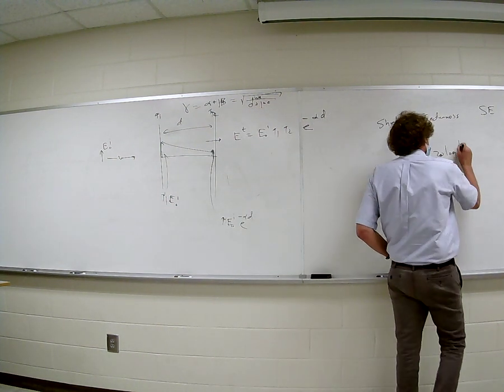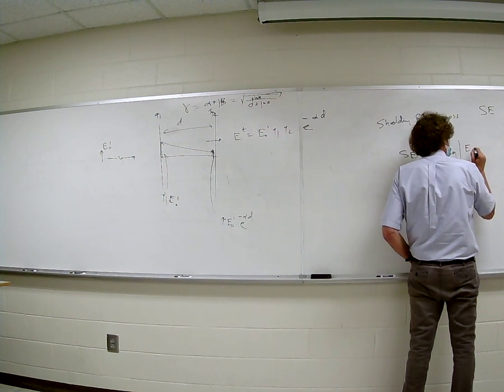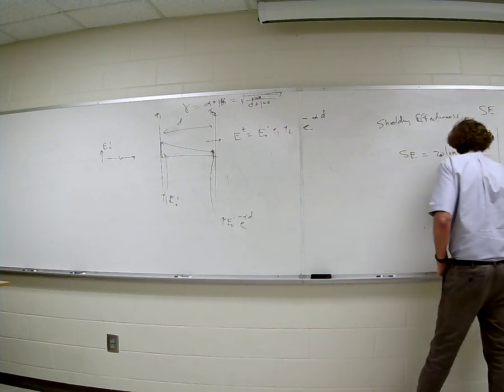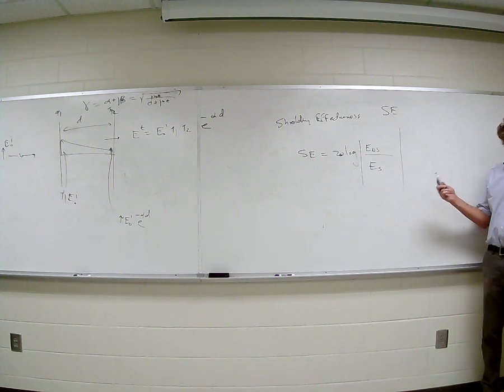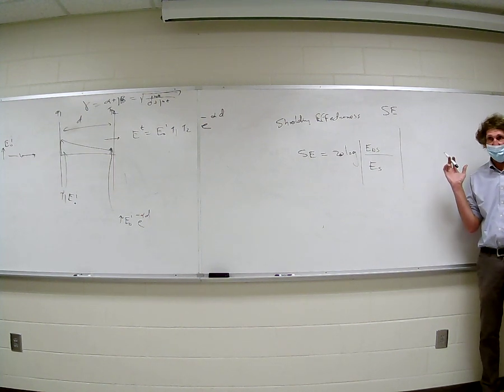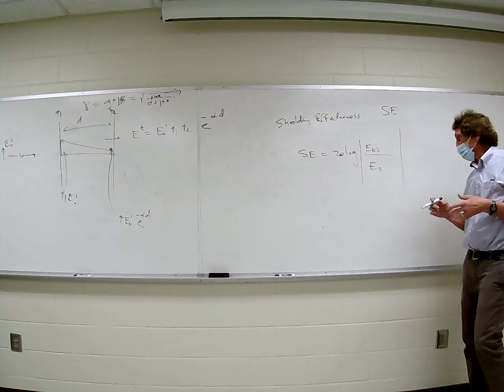It's 20 times the log of the electric field with no shield divided by the electric field with the shield. The reason we do it that way is the dB will be positive. If we reversed it, we'd get a negative dB. We know it's a reduction if we've got a shield. Y'all with me? All right, 20 dB reduction when you're talking about shielding, not amplification.